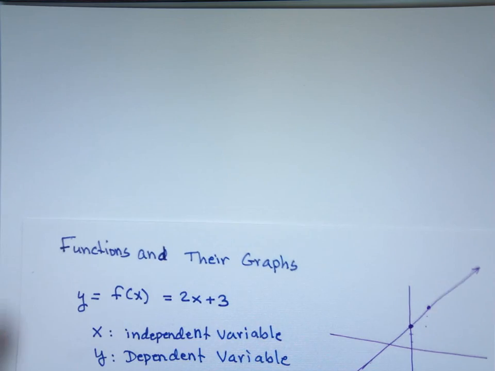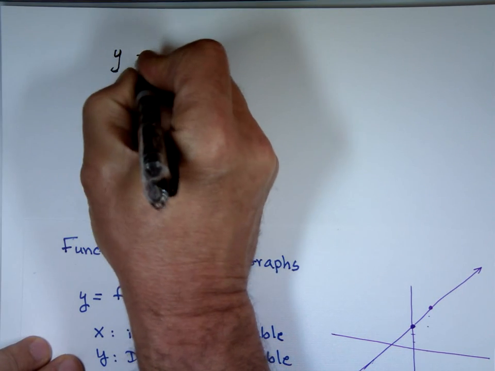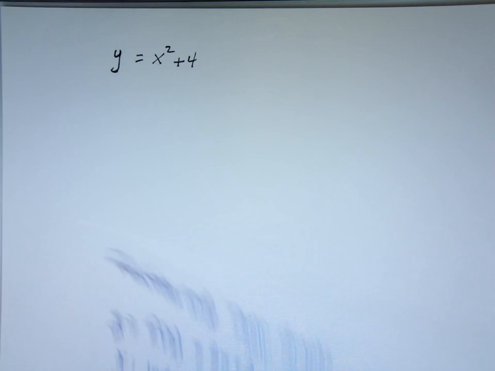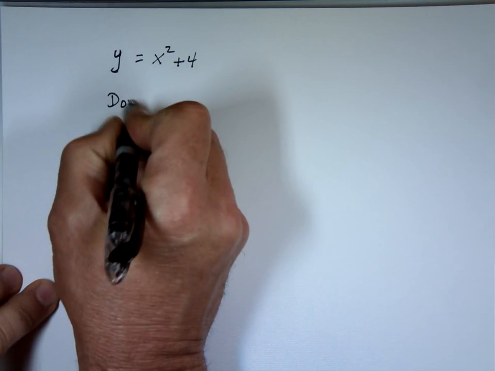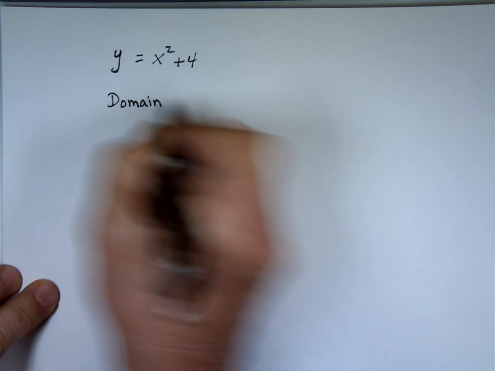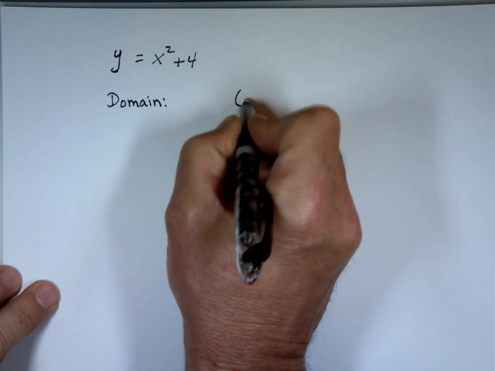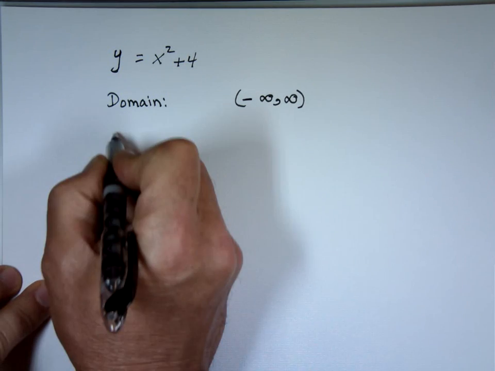Let's take this one. y equals x squared plus 4. What's my domain? What's my range? Domain from negative infinity to infinity, okay, which means all real numbers. What about the range?